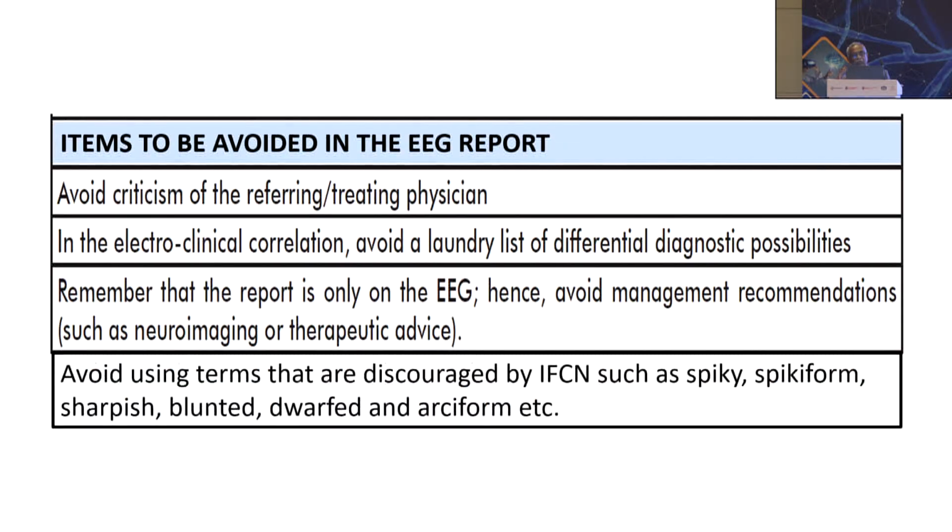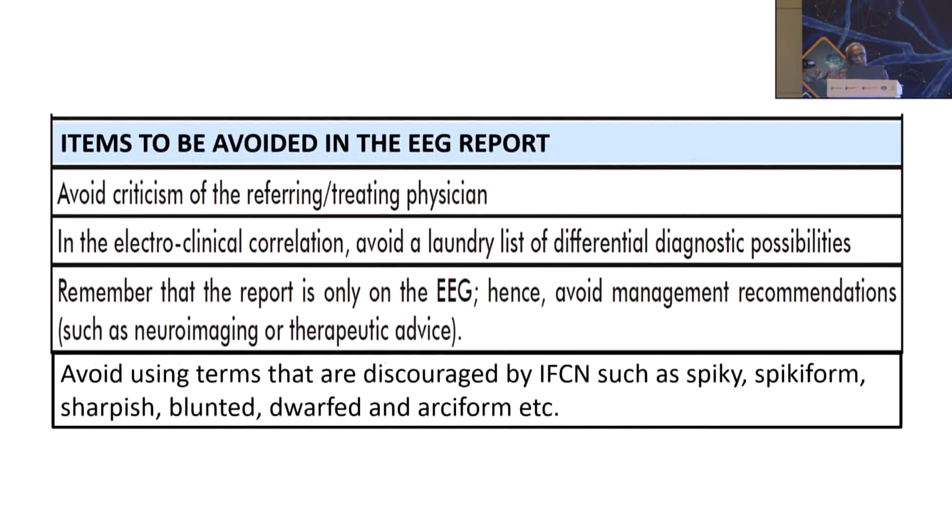There are also items which should be avoided in the EEG report. This is also extremely important. Avoid criticism of the referring or treating physician, such as saying that he has made a totally irrelevant diagnosis or that the EEG is not required. In electroclinical correlation, give only 2 or 3 differential diagnoses, not a laundry list of differential diagnoses.